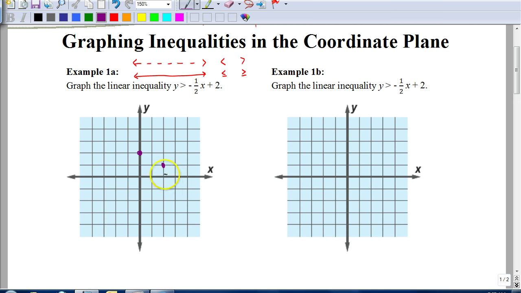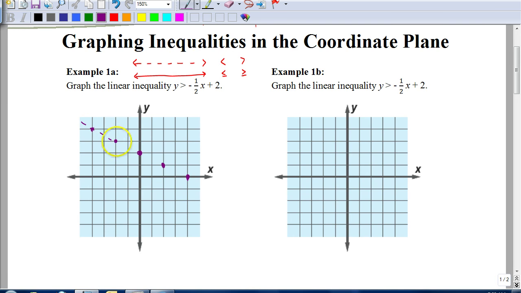Now I want to make sure I have an accurate line here, so I'm going to come up with some more points. If I go backwards, I'm going to go the opposite for each of them. Instead of going down, I'm going to go up. Instead of going to the right, I go to the left. So I go up 1 to the left 2. Now you need to stop yourself. Before you connect these points, you need to determine whether we use a dashed line or a solid line. Now you can see from my notes up here that since it's greater than, we're going to use a dashed line.